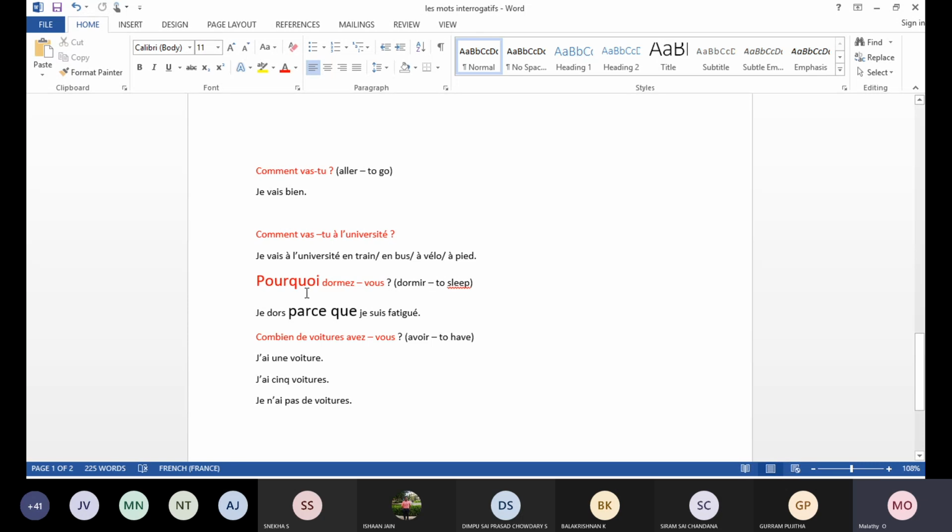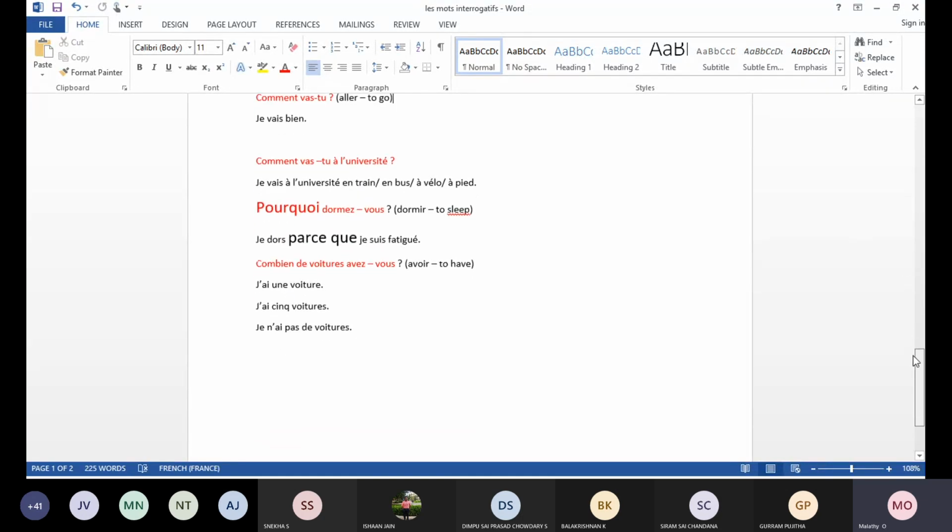So you can give various answers. Yes, I'm just putting an example. So je dors. You see, I've changed the verb dormir to dors. The conjugation changes. It's an irregular verb. Je dors parce que je suis fatigué. Parce que, yes, that's a new word to you, used for answering pourquoi, why?